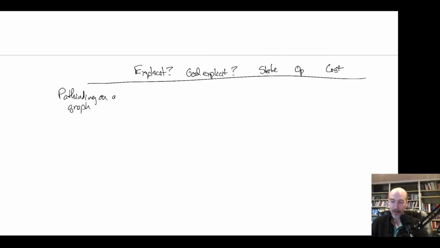Okay, so think about pathfinding on a graph. We get asked this question. Is pathfinding on a graph explicit? Well, is the state space explicit? You can always pause the video here and try to answer these questions to see if you understand it. And what we'd say is, yeah, pathfinding on a graph is often explicit. The state space is given to us explicitly.